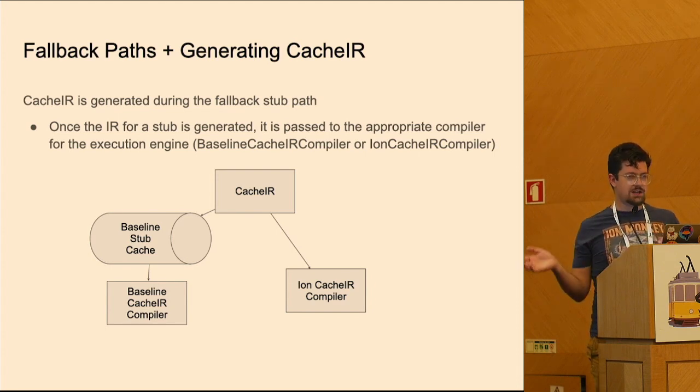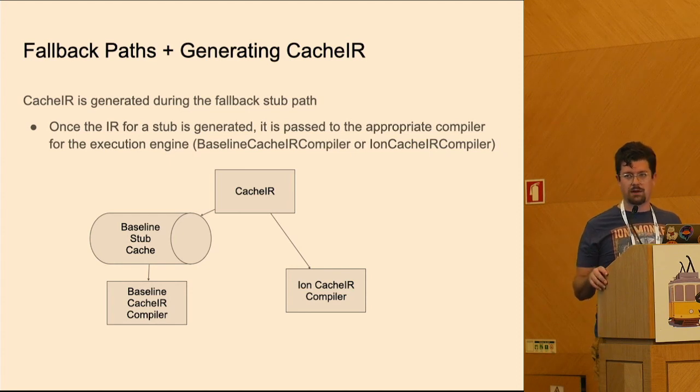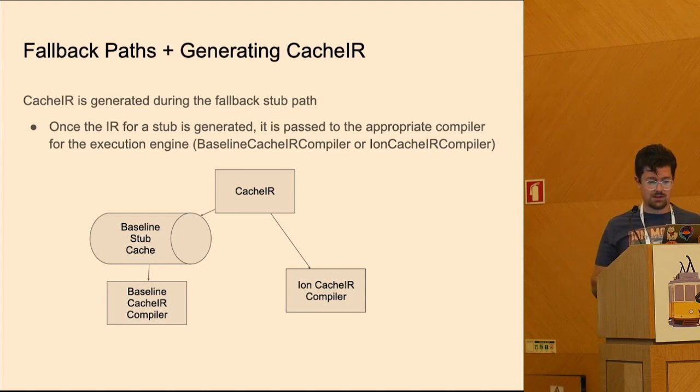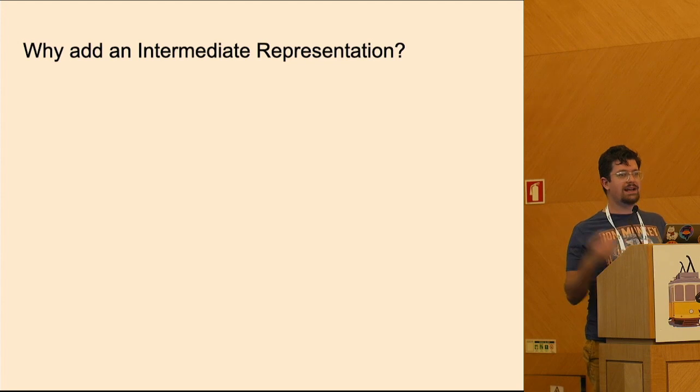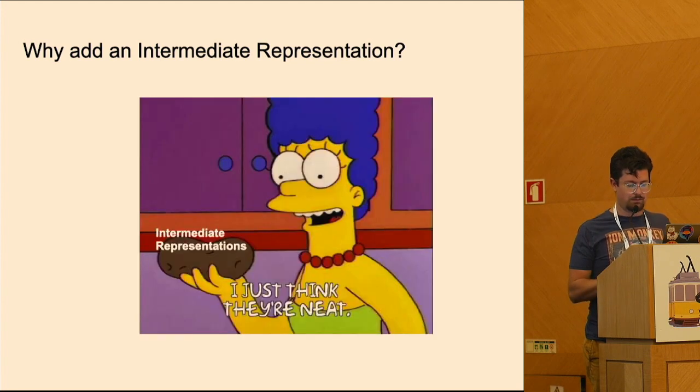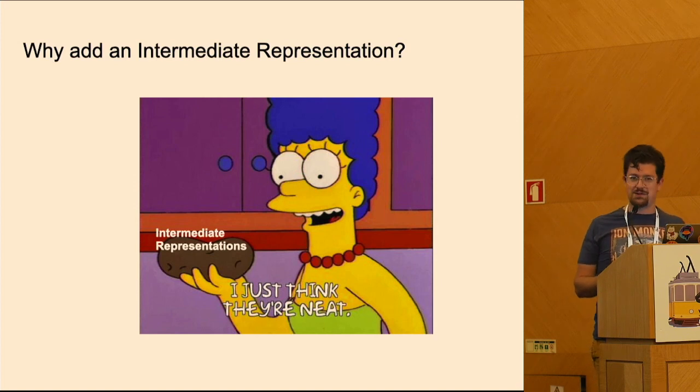Our Ion CacheIR compiler works a little bit differently because it interacts with our register allocator. So currently we don't do any sharing for Ion cache ICs, but we're talking about it. So why add an intermediate representation? Well, we're compiler people, and intermediate representations are neat. They're lots of fun. Why wouldn't we?